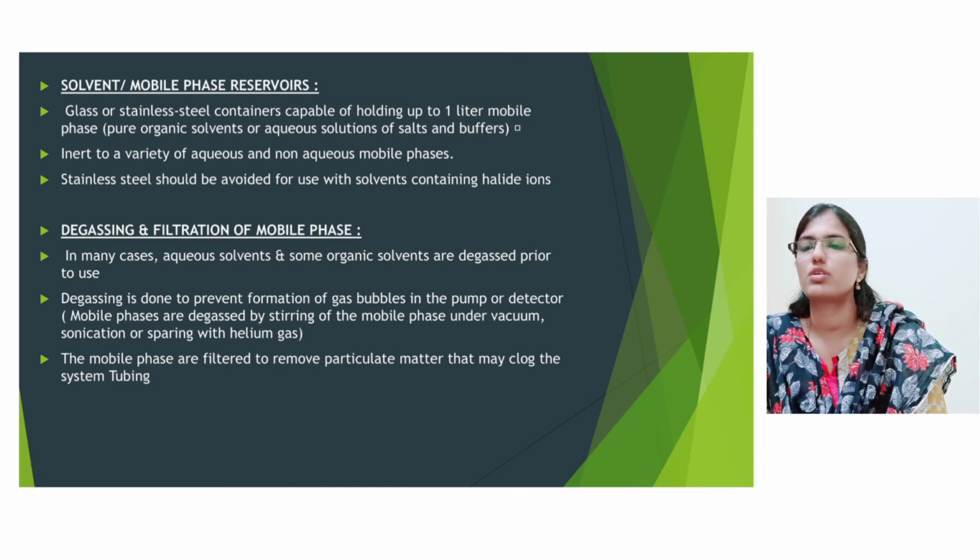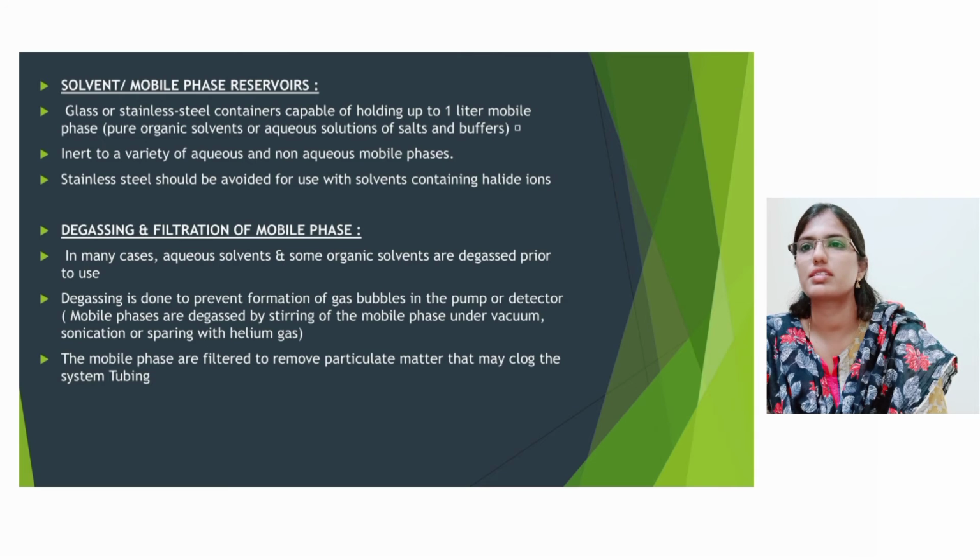In that, the first one is solvent or mobile phase reservoirs: glass or stainless steel containers capable of holding up to 1 liter of mobile phase, that is, pure organic solvents or aqueous solutions of salts and buffers. Inert to a variety of aqueous and non-aqueous mobile phases, stainless steel should be avoided for use with solvents containing halide ions. Degassing and filtration of mobile phase.